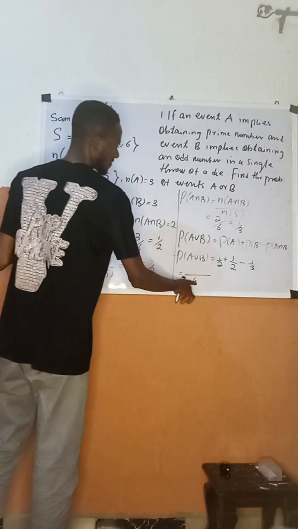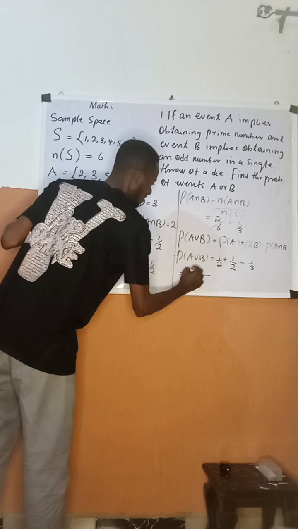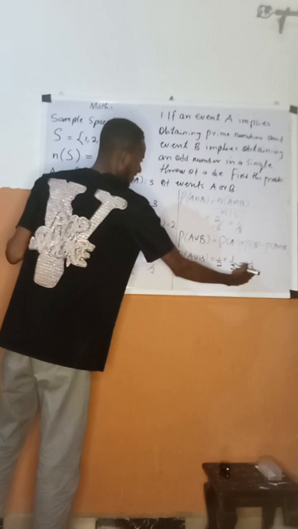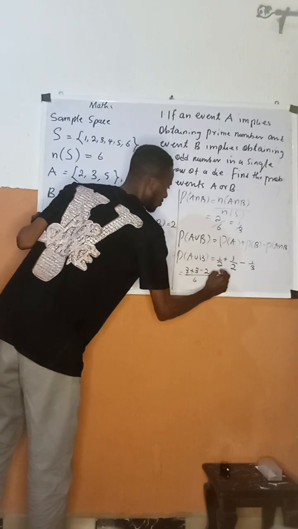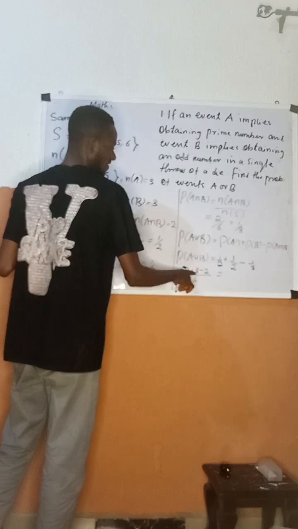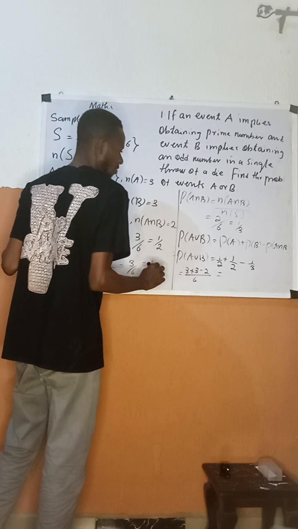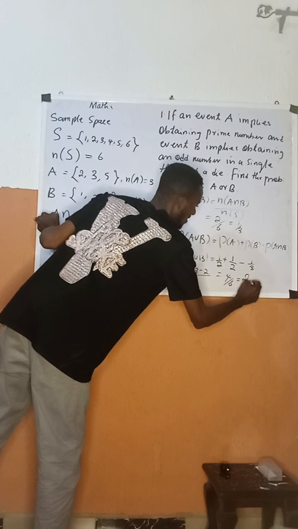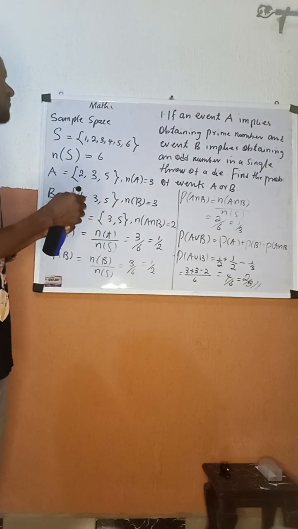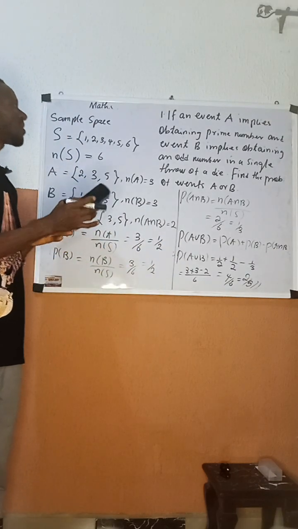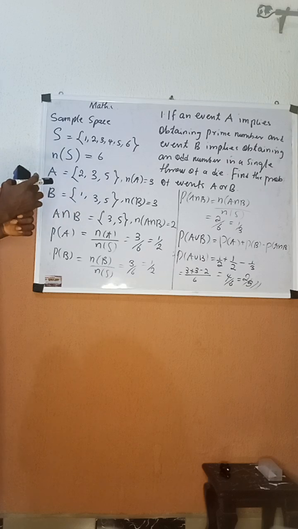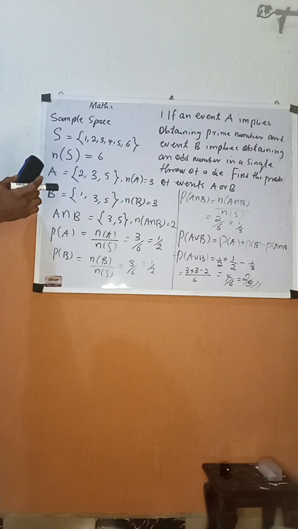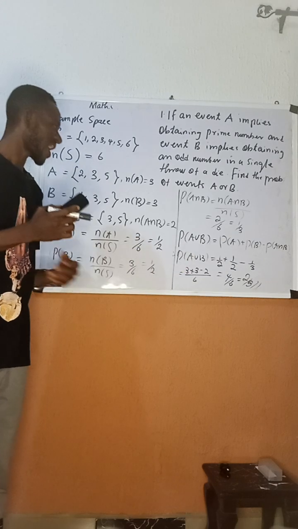So I can write this over 6. 6 divided by 2 is 3, 3 times 1 is 3, plus 6 divided by 2 is 3, 3 times 1 is 3, minus 6 divided by 3 is 2, 2 times 1 is 2. This equals 3 plus 3, which is 6, so 6 minus 2 is 4. So this is 4 over 6, which becomes 2 over 3. So the probability of having A or B, when a die is cast and A and B are the sets of prime numbers and odd numbers, is 2 over 3.